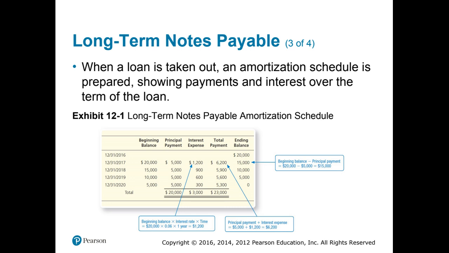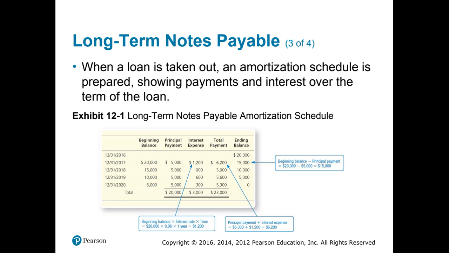So they're telling us to calculate the interest, we took the beginning balance times the interest rate times the time. So 20,000 times 6% times 1 year. And that gave us the $1,200 for the interest expense. We see our total payment amount here, and this is telling us how to calculate our total payment. We've got our principal payment plus our interest expense. Our principal payment was $5,000. Our interest expense was $1,200. So the total amount of the payment is going to be $6,200.